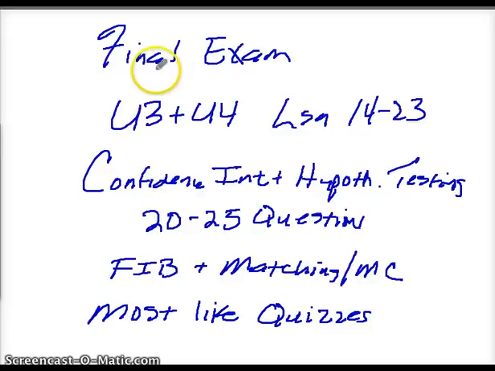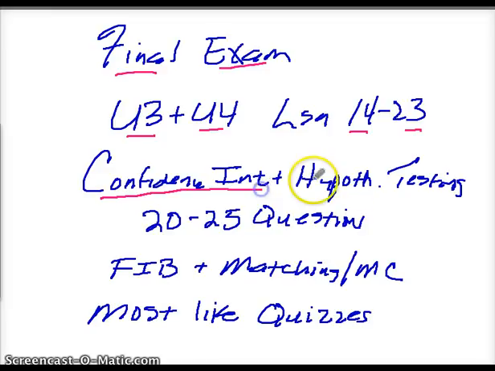Okay, so here's some things we're talking about the final exam. Unit 3 and Unit 4. That means lessons 14 through 23. I think 14 was the central limit theorem, 23 was the regression line. The general focus of the content is the confidence interval and hypothesis testing. There are other things on there, but that's the general focus.